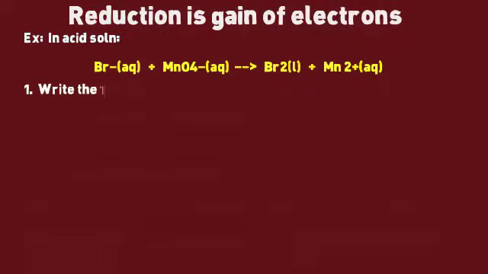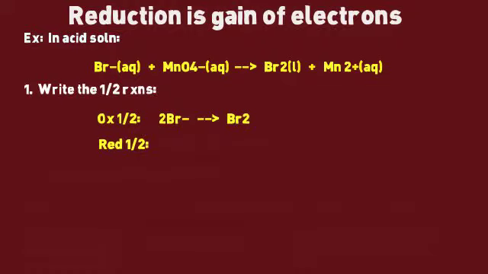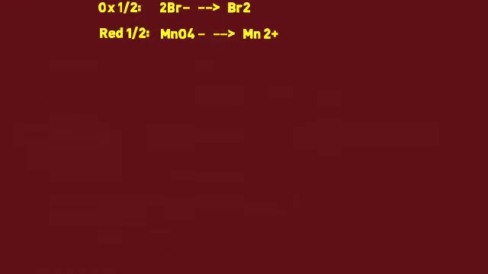So step one, you would write the half reactions, which you probably already know how to do. Here is the oxidation half reaction, and that will be 2 Br negative yields Br2. Remember, oxidation is loss of electrons. The reduction half is MnO4 negative 1 yields Mn2 plus. That is the reduction half.